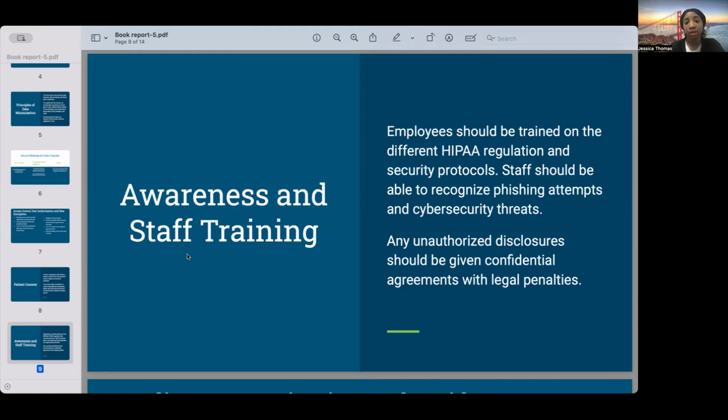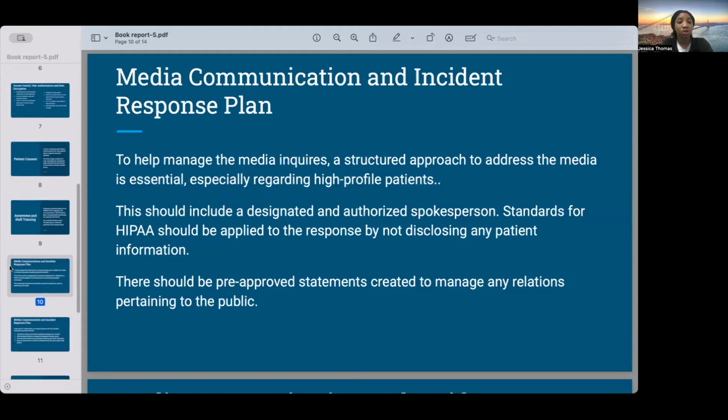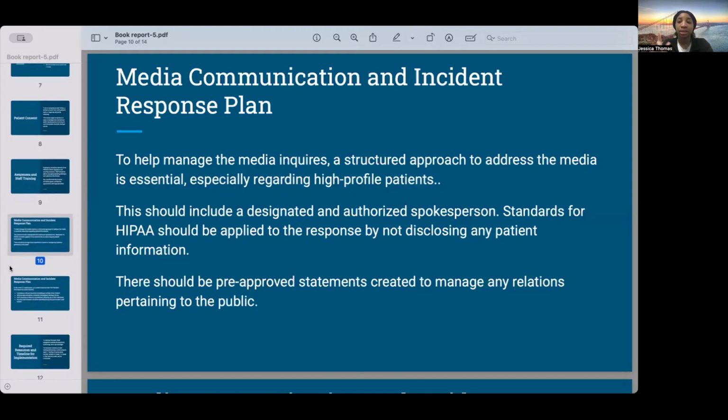Another strategy would be awareness and staff training. Employees should be trained on the different HIPAA regulations and security protocols. Staff should be able to recognize phishing attempts and cybersecurity threats. Any unauthorized disclosure should be given confidentiality agreements with legal penalties. So this is going into how to address the media and also formulating incident response plans for situations like this.